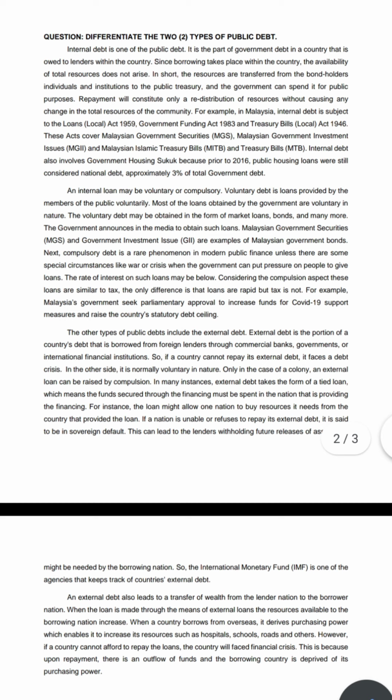Compulsory debt is a rare phenomenon in modern public finance, unless there are special circumstances like war or crisis, when the government can put pressure on people to give loans. For example, the Malaysian government sought parliamentary approval to increase funds for COVID-19 support measures and raise the country's statutory debt ceiling.